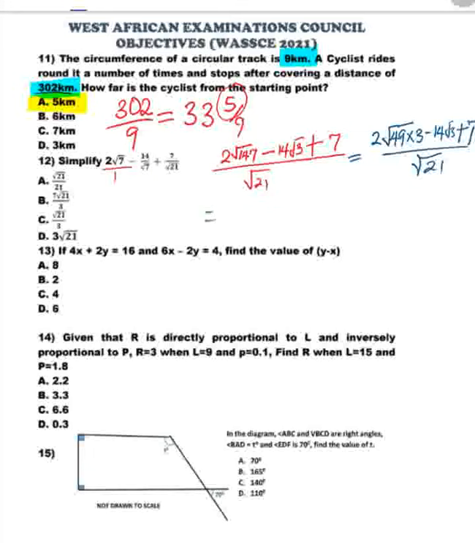All right. So at this point, the root of 49 is 7. 7 times 2 is going to be 14 root 3. We'll leave that in the root since it has no exact root. Then minus 14 root 3 plus 7 all over root 21. And this is going to give 14 root 3 minus 14 root 3 can go off. Then we're going to have 7 over root of 21.